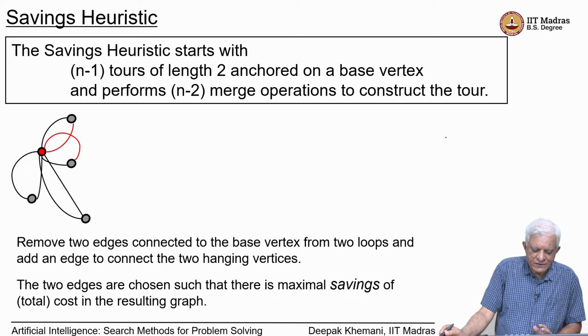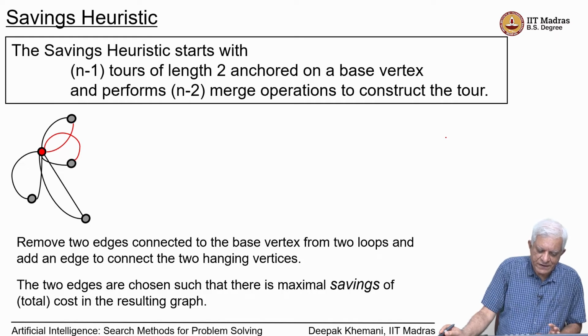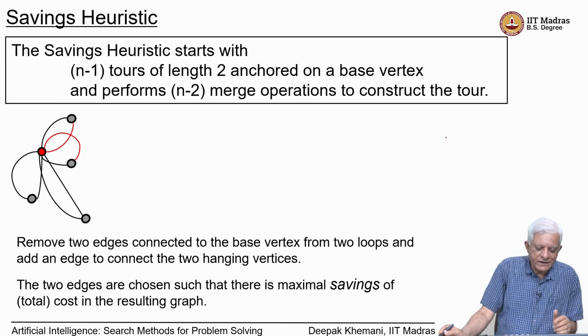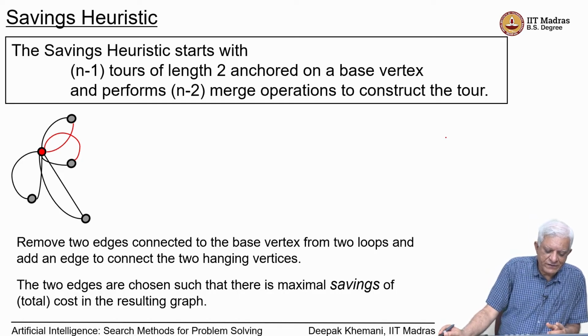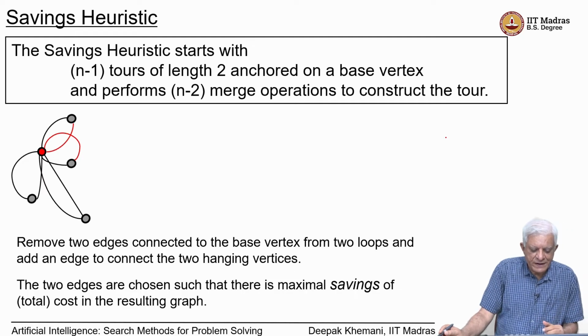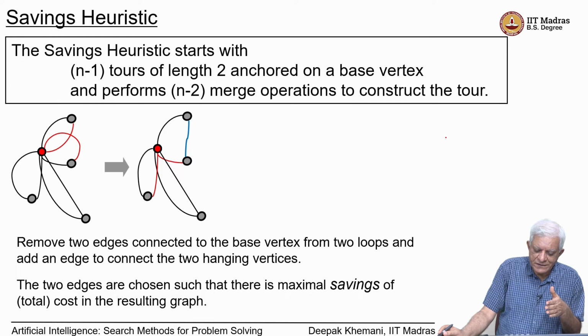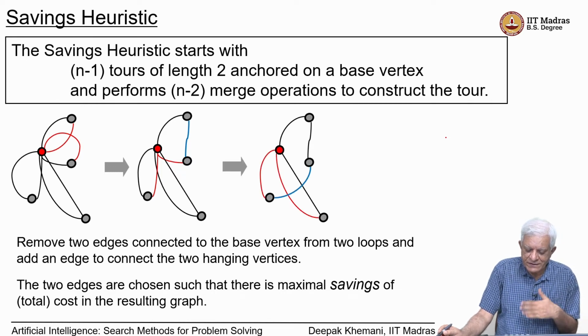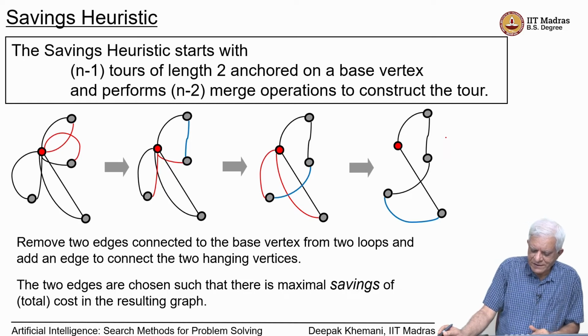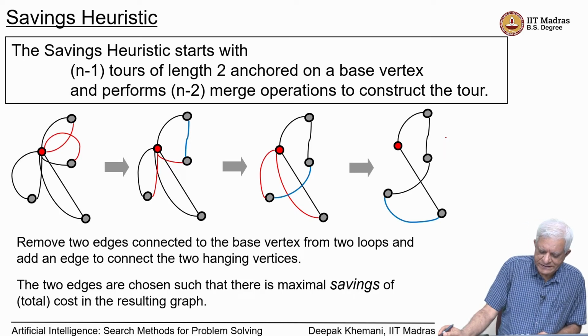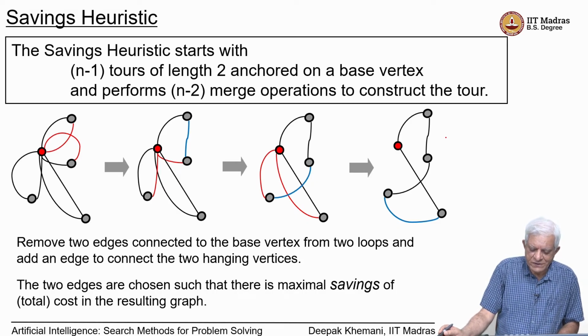So, here is an example. You start with this, constructing this. So, there are 5 cities in this. So, you can see that there are 4 tours of length 2 essentially, starting with the anchored city, which is the red city. So, every red city is connected to every other city, and that forms a small loop. Then we remove these 2 red edges and connect those hanging edges with a new one. Then we remove these 2 red edges again and connect the hanging cities, and in the last step we remove these 2 red edges and connect the remaining hanging cities, and what we have is a tour essentially. So, just to illustrate how the savings heuristic works, it is a very popular heuristic used for solving TSP.